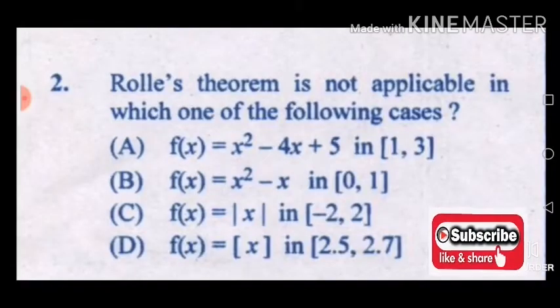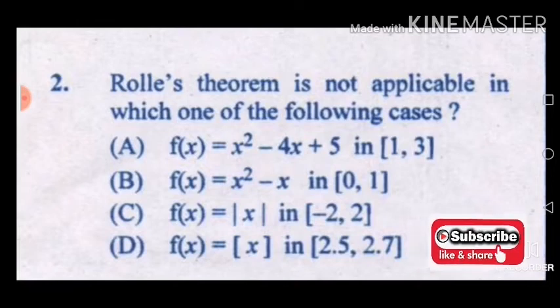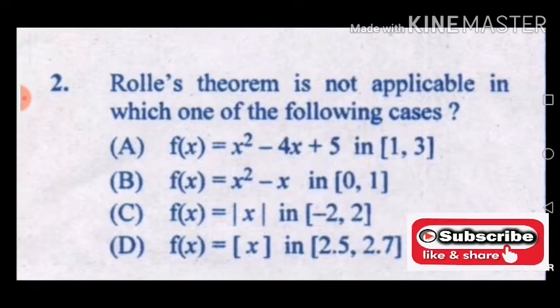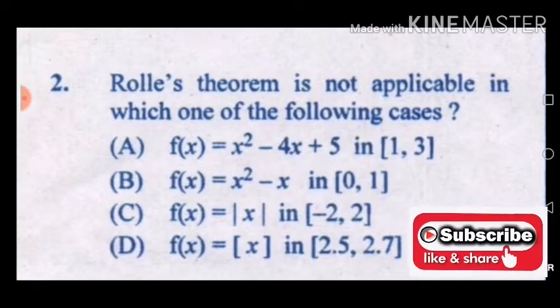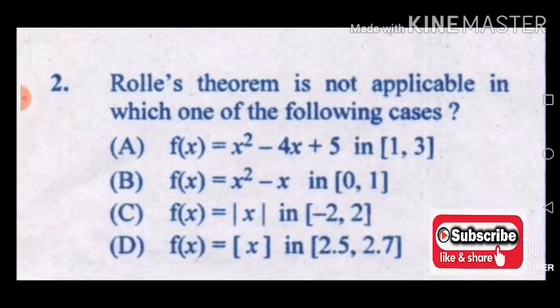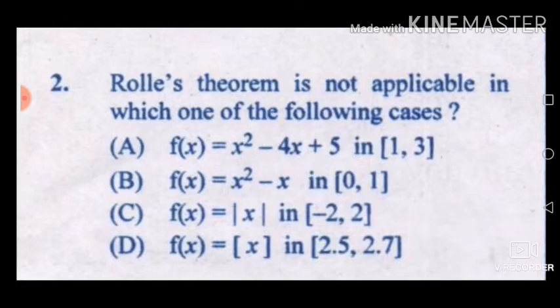Number 2: Rolle's theorem is not applicable in which one of the following cases? My dear students, we know very well polynomial functions are always continuous and differentiable. Hence option A and option B are both continuous and differentiable. When we check f of a equals f of b, both are possible. Now we have to check C and D.